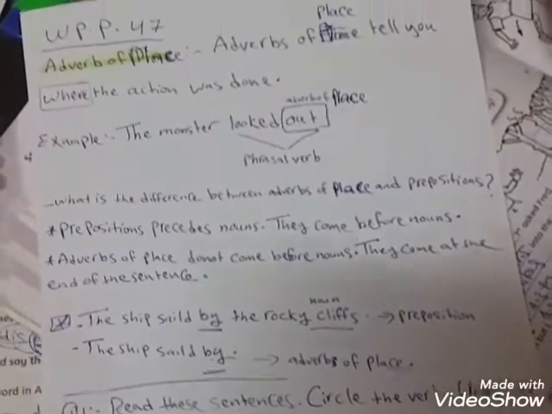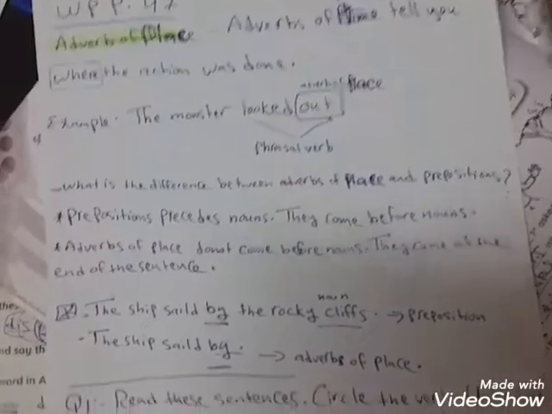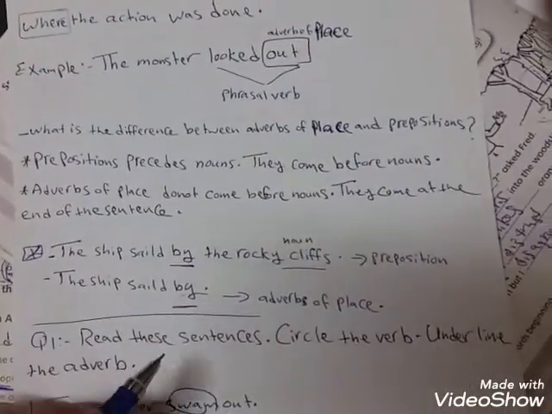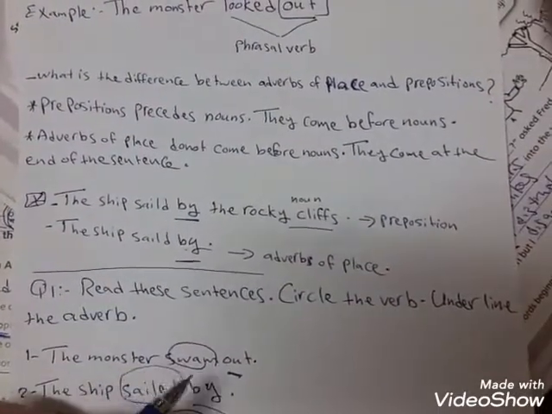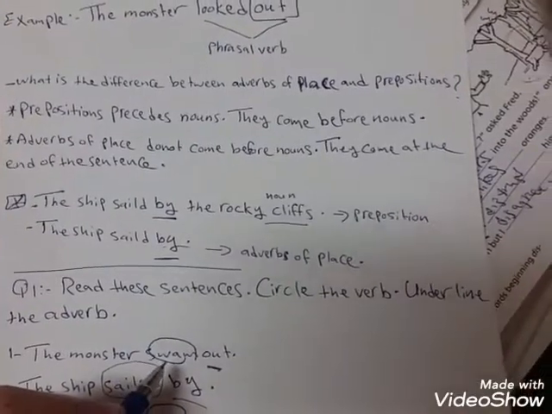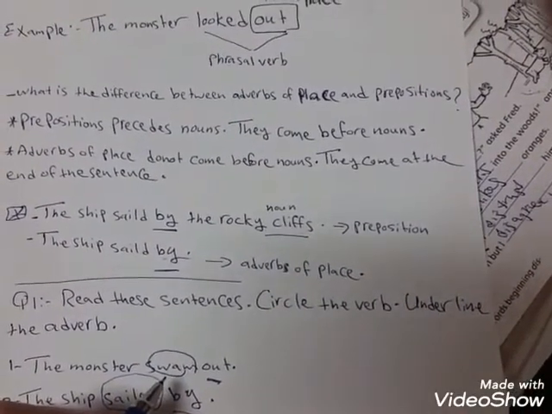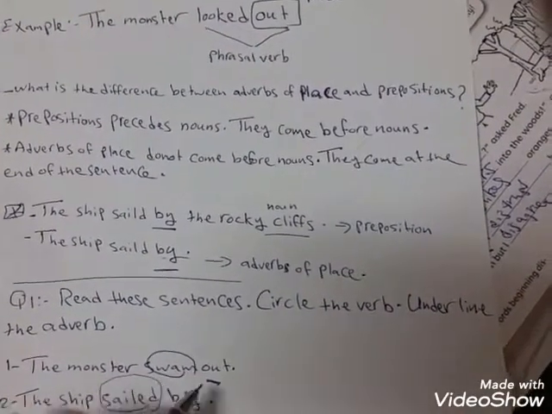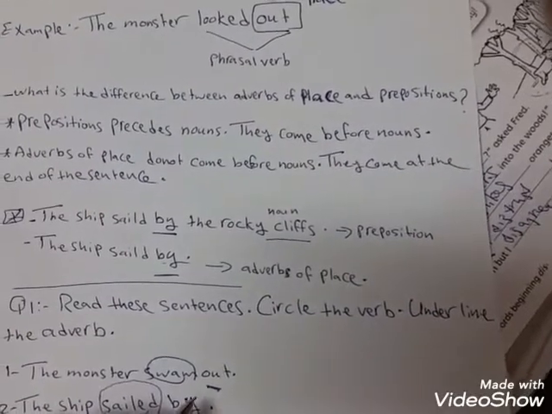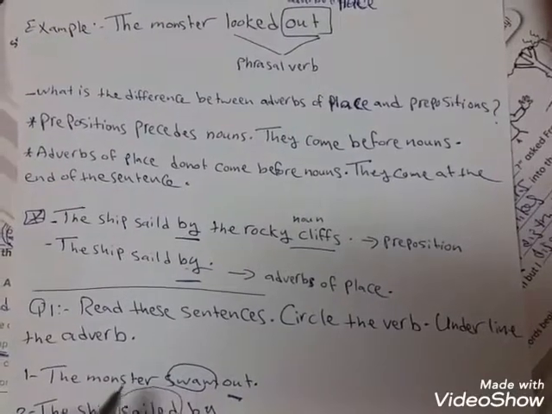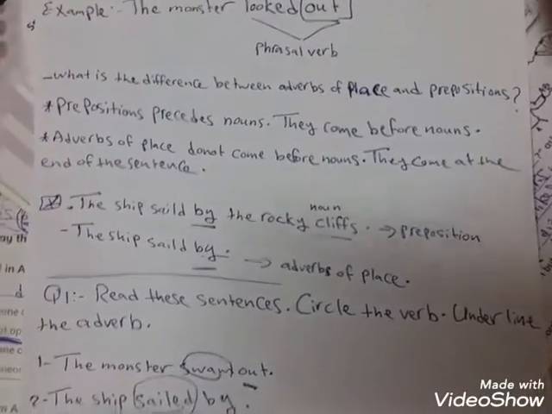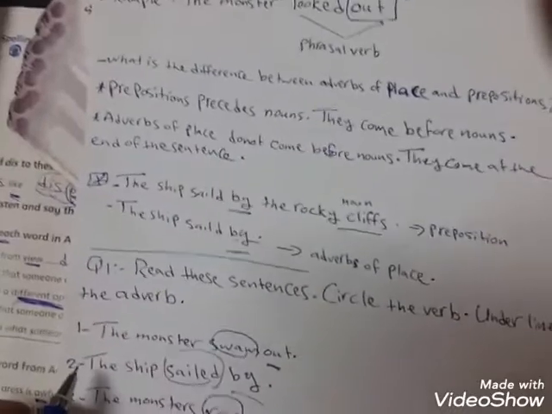Question 1 on page 47, workbook. Read these sentences, circle the verb, underline the adverb. The monster swam out. Swam is the verb, the past simple or verb 2 of swim, and out is the adverb of place. How can we know? Put a question with where. Where did the monster swim? Out. The answer is out.